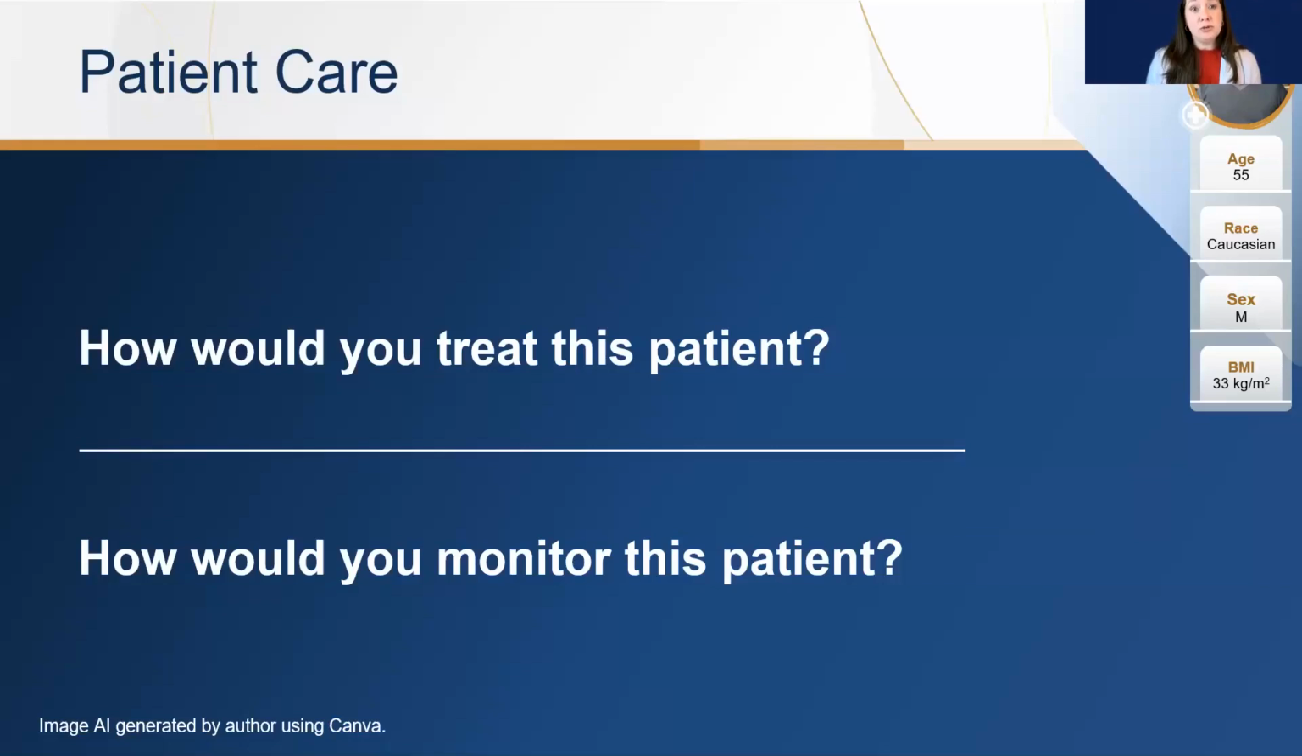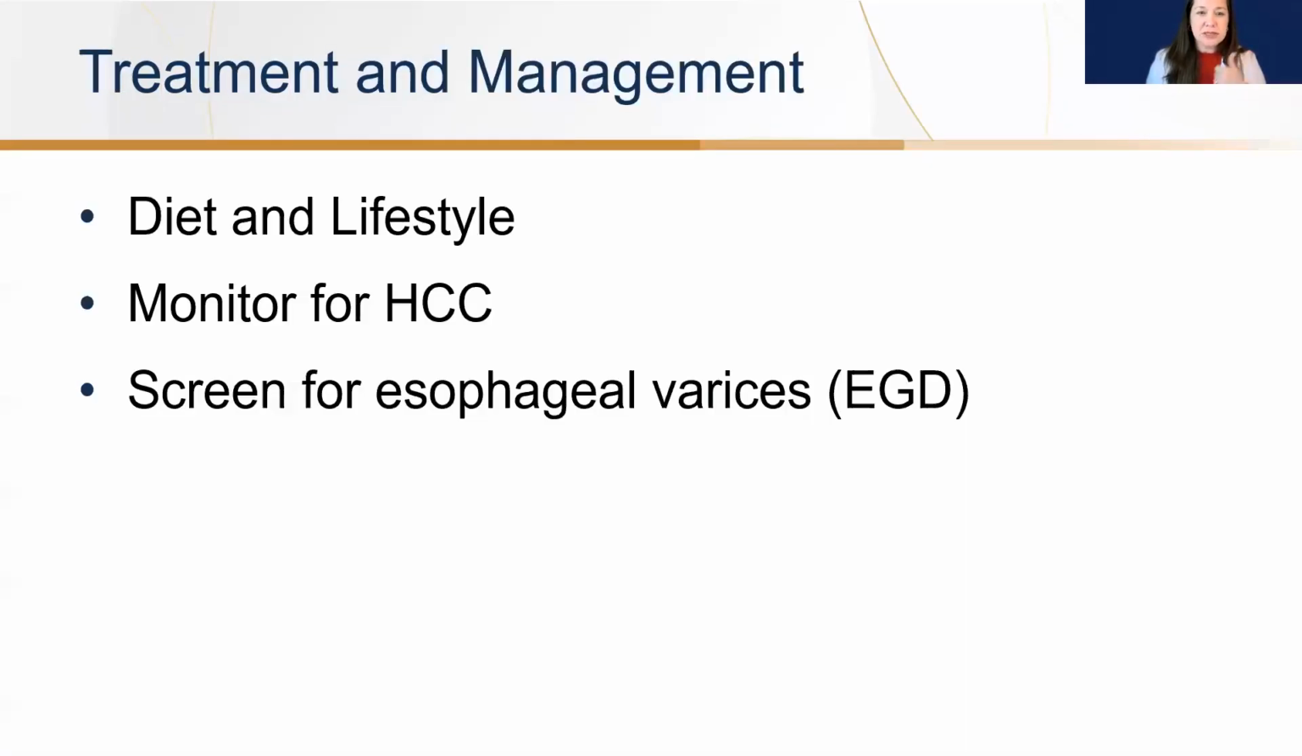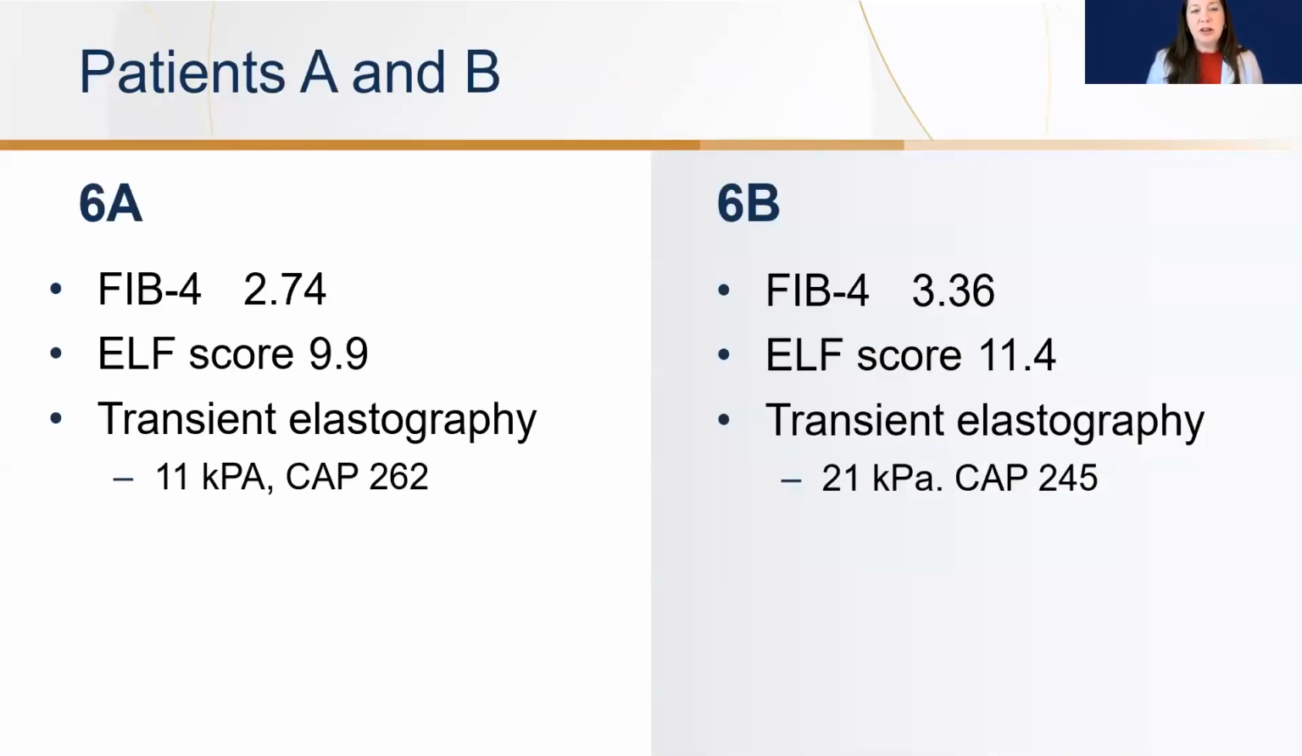And then if we do an EGD and he's got some varices, then we're going to be starting him probably on some variceal prophylaxis with a non-selective beta blocker. If he starts to develop signs of ascites, of course, then we're moving into, unfortunately, the decompensated range at that point, which changes our management. So we said diet and lifestyle, screen for the varices, monitor for HCC. We're all going to be working on those.